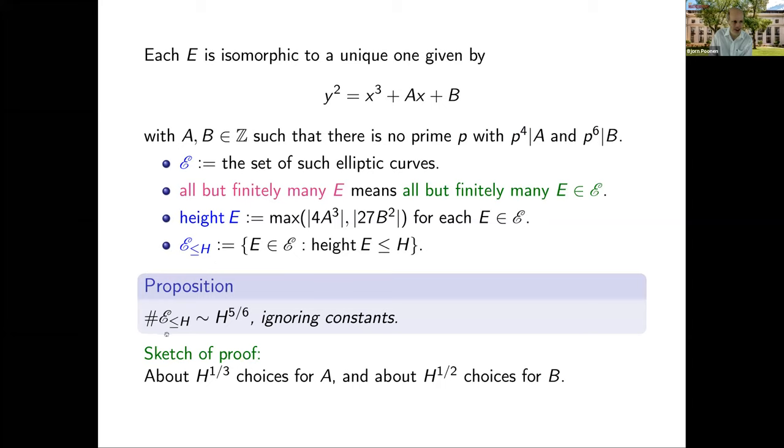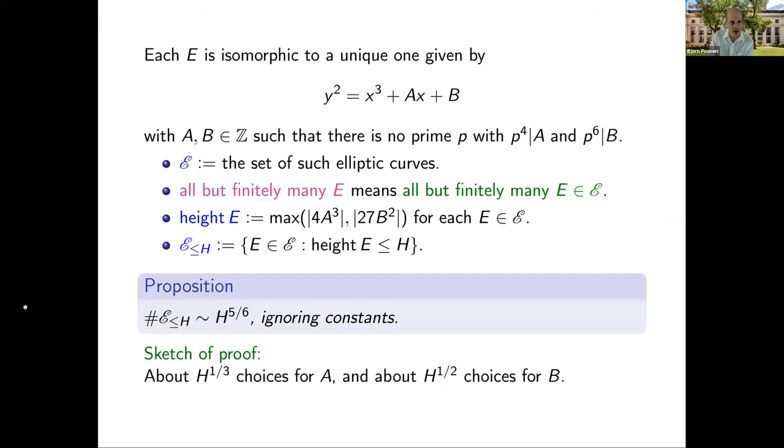Once you fix h, if these two numbers are supposed to be bounded by h, that means a can go up to something around h to the 1/3, and b can go up to something around h to the 1/2. You can't just choose any integers up to that range because there's this condition, but when you sieve out the pairs a and b that violate it, you're only sieving out a fraction between 0 and 1. So you still end up with roughly the same number. If you ignore these constants, you find there are about h to the 5/6 elliptic curves of that height. Okay, so remember this 5/6 for later.